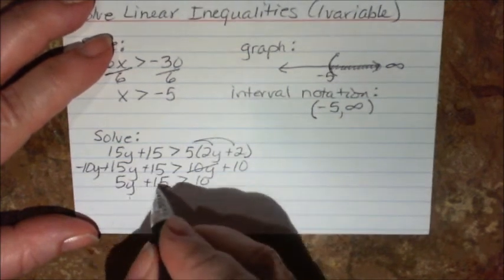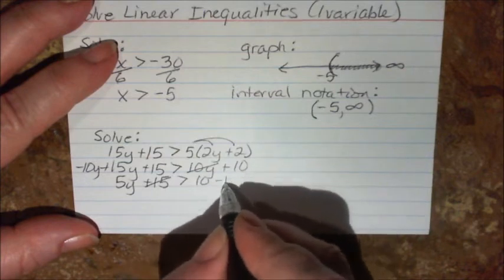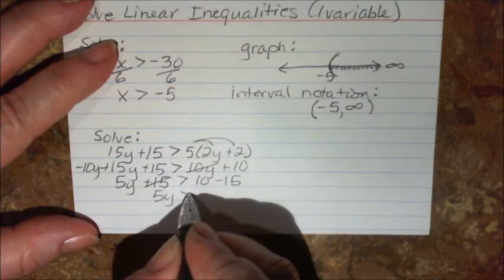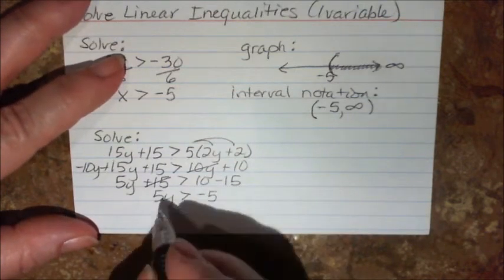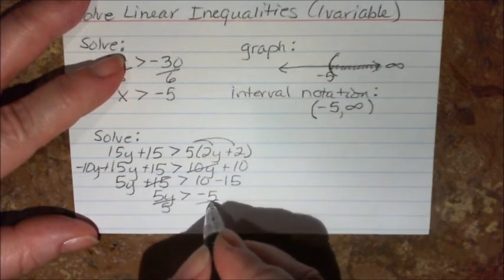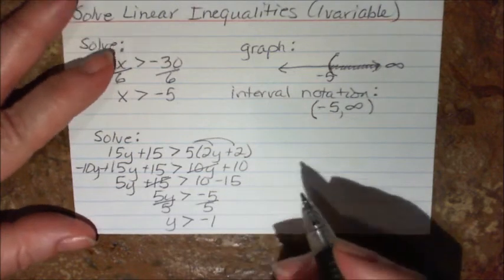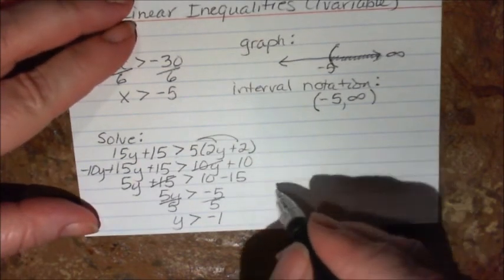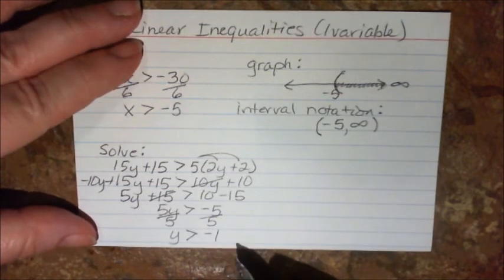And now let's eliminate the constant on this side. We'd take a minus 15, or adding a negative 15. It gives us 5y is greater than 10 minus 15, which is negative 5. We're going to divide both sides by 5, and that gives us y is greater than negative 1. And again, that's a good way to state the solution set. Lots of numbers greater than negative 1.